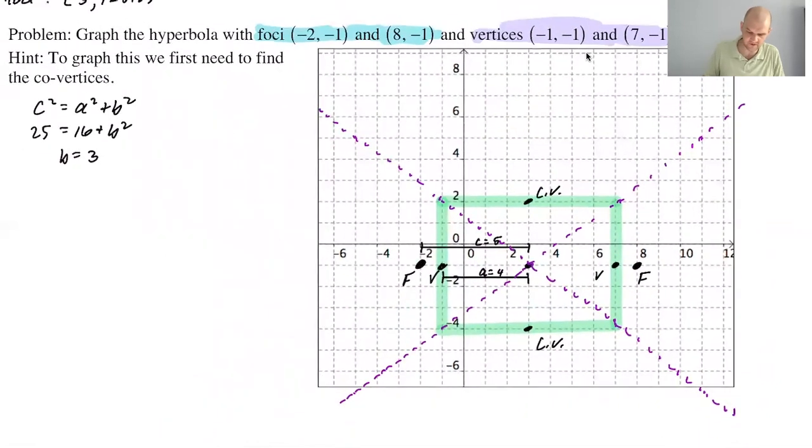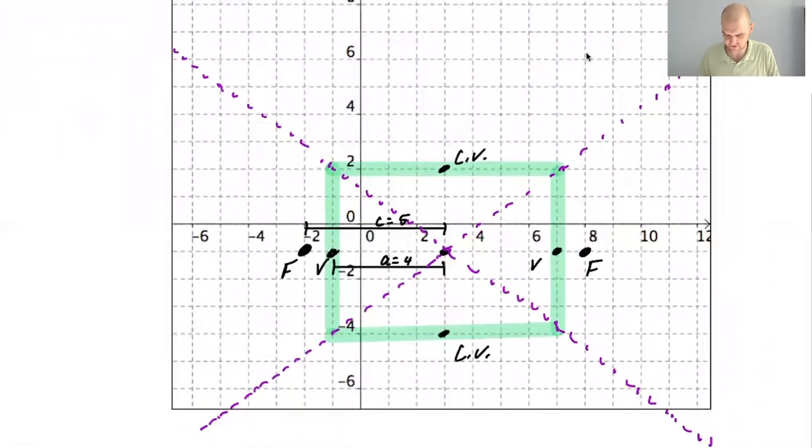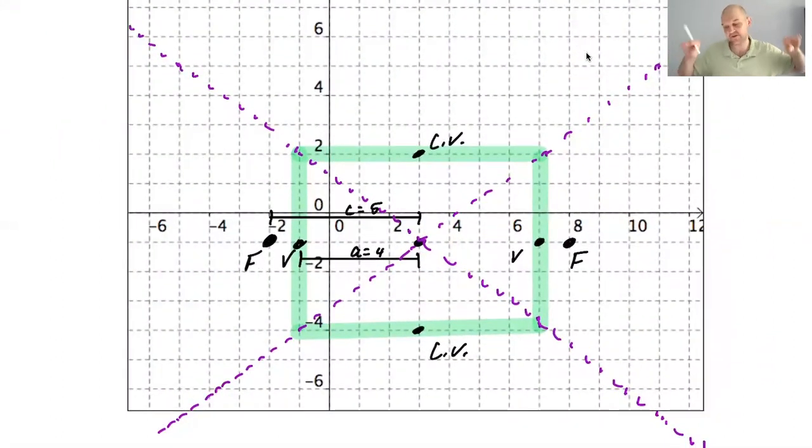Okay, so those are my asymptotes. Now I've got to graph the actual thing. Fight the urge. It does not go through the focus, right? It's eating the focus. And also, because I just went like this, it's horizontal. X is going to come first in the equation. So let's see. Like here, and then here.